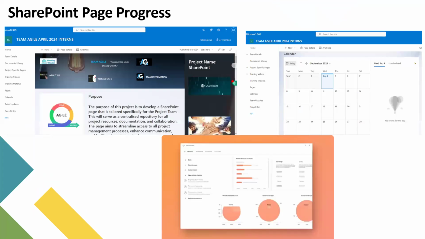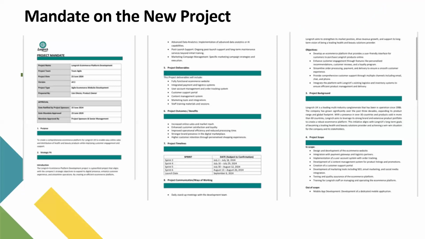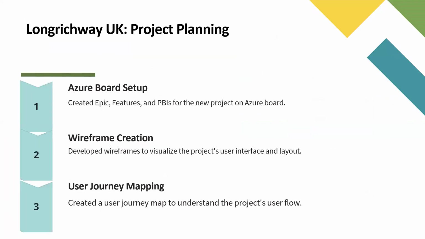Then this is a demo of the work in progress of SharePoint as at that time. And this talks about when the new project was introduced, the Long Reach Way UK e-commerce project, because BAs normally start writing their stories even before the sprint, since they work ahead of the sprint. And this is the mandate, as stated here, given by the PO.